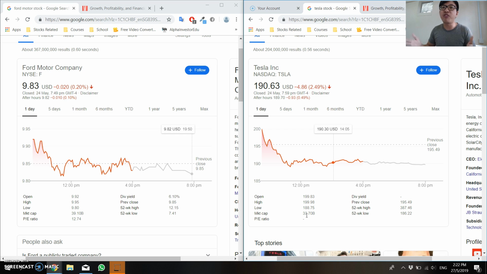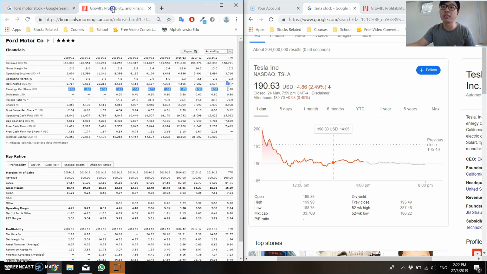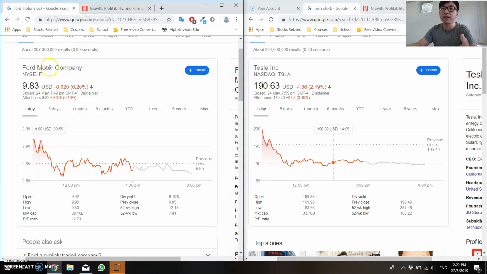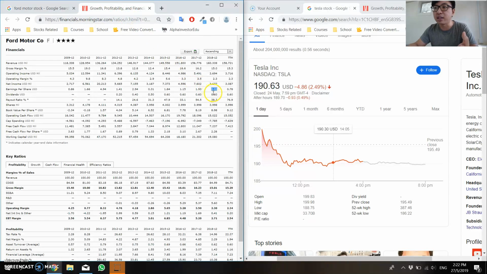How can you understand all these things? Basically, the formula is price over earnings per share equals your PE ratio. Where can you find the price? The price is basically over here. Where can you find the earnings per share? You can simply go to morningstar.com. You can see that over here is the earnings per share for Ford Motor. So basically, you want to take the last year, which is $9.83 divided by 92 cents. Or if you want to use the TTM, the trailing 12 month average, you can use the 0.78.